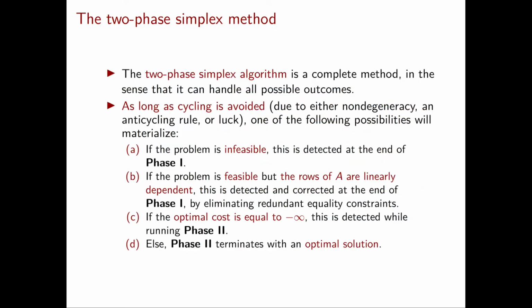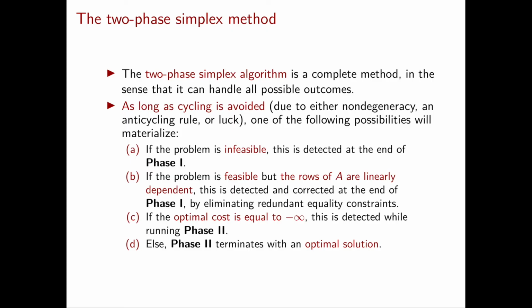Now, the two-phase simplex method is a complete method, meaning that it can take as input any linear programming problem in standard form, and it will fully solve the linear programming problem. If we avoid cycling, and we know how to do it in a couple of different ways, then the two-phase simplex method will end in one of these four ways. A. If the problem is infeasible, this is detected at the end of phase 1. B. If the problem is feasible, but the rows of A are linearly dependent, then this is detected and corrected at the end of phase 1 by eliminating redundant equality constraints.